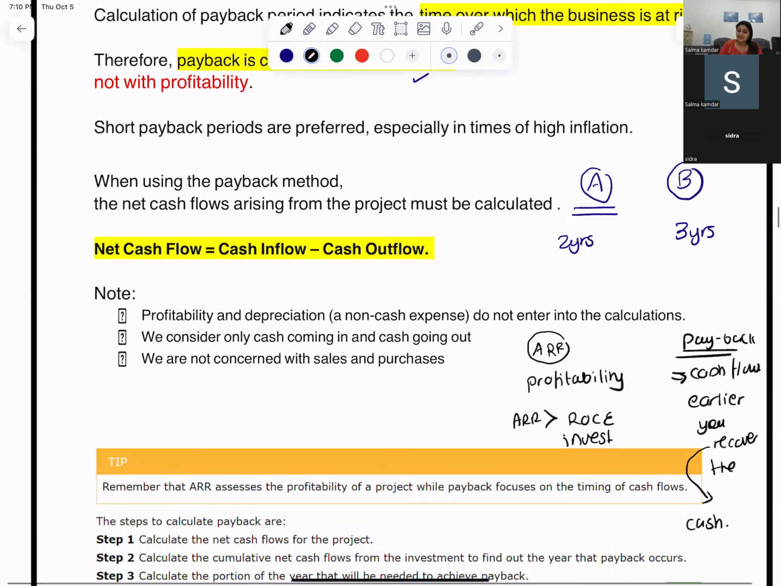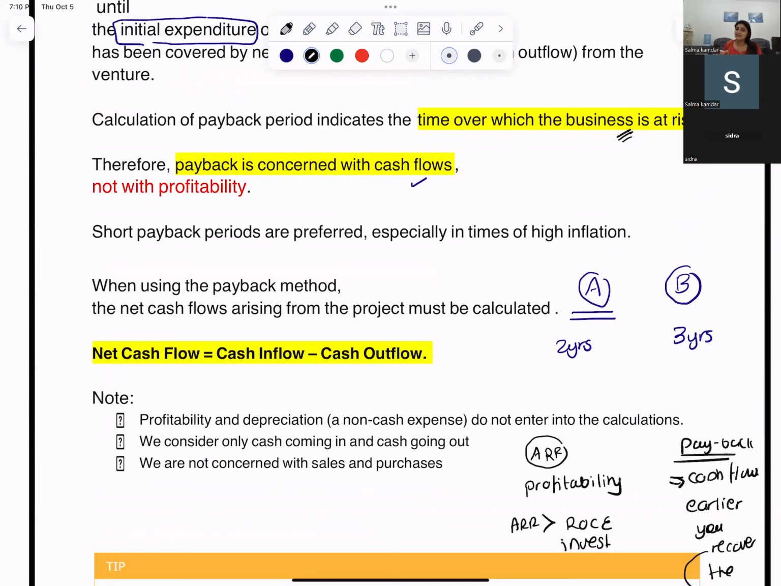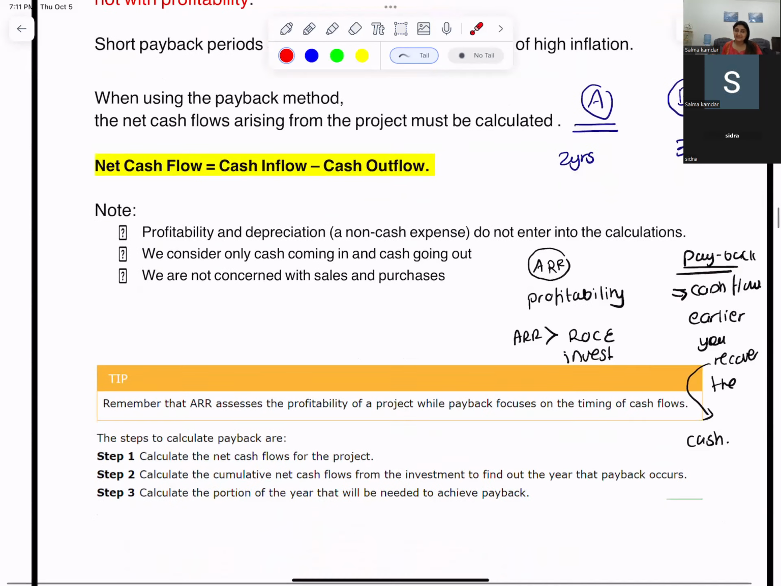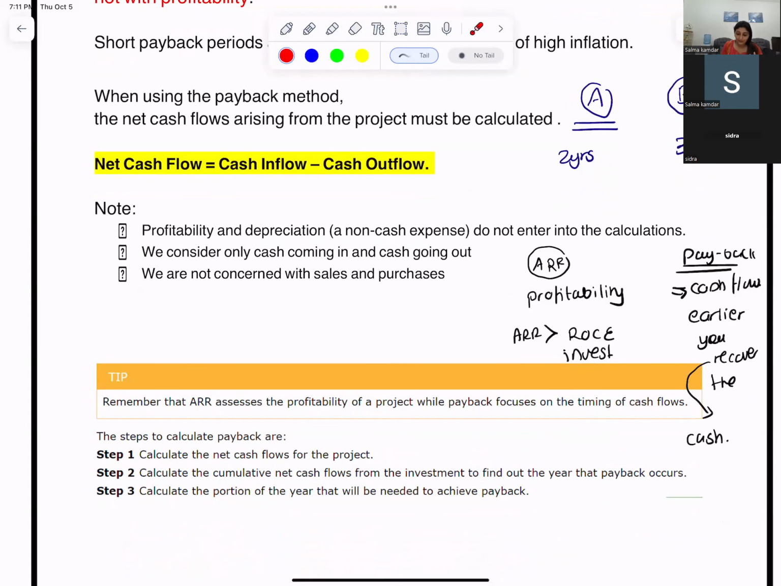It tells you that the business is only at risk till the time you do not get back your money. Once you get back your money, your risk is over. So the payback period is basically concerned with what? The cash flow. It tells you the earlier you recover your money, the better. Okay. Now, when you're doing the payback period method, you are only concerned with three things. Your profit and depreciation will never come into your calculations.